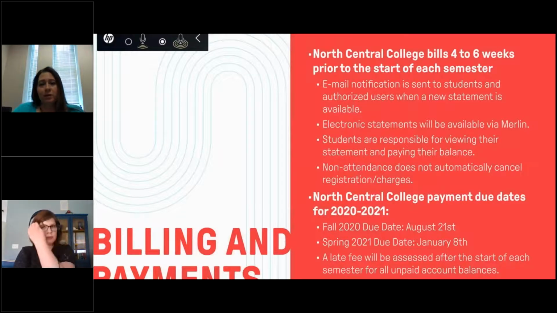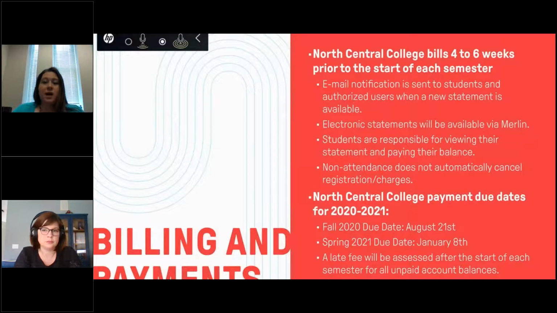So once we generate the bill for students, an email notification is sent using their North Central College email. So make sure as a student, you're looking for that. But then also an email notification can be sent to any authorized user that you've granted access. So both the student and authorized users would receive an email notification at this point, alerting them that a new bill is available. For fall semester, those bills will be available most likely at the beginning of July, and then for spring, they'd be available the beginning of December.